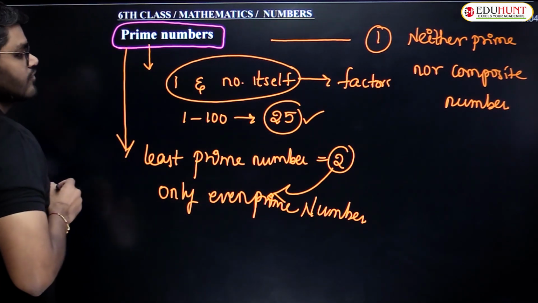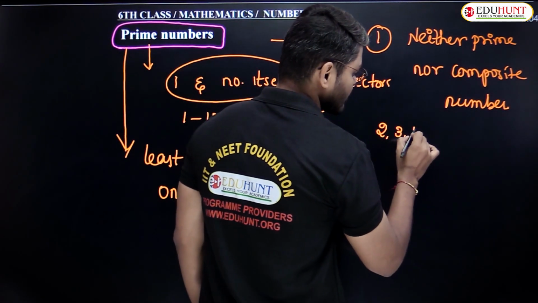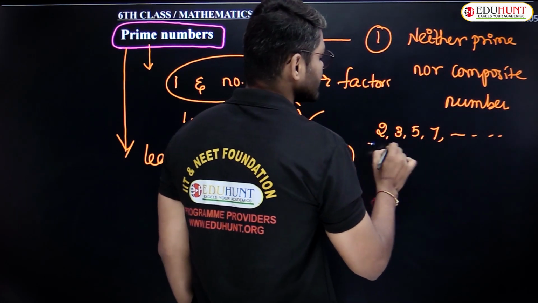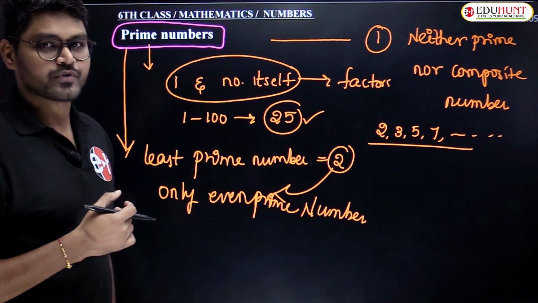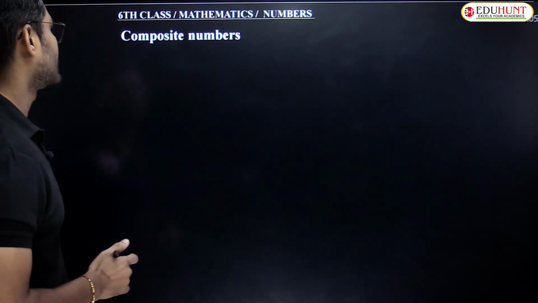So let us take a few examples: 2, 3, 5, 7 and so on. These are prime numbers only. Did you understand what a prime number is now? Yes, fine. Let's move on to the next one.